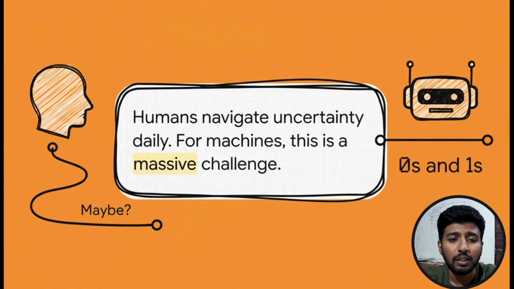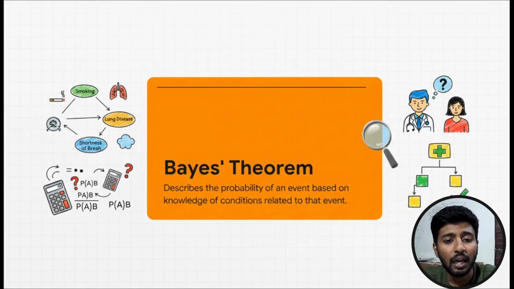But for machines, it's really a hard task to deal with uncertain things, because machines understand only zeros and ones. So teaching them what uncertain things are, how to calculate the probability of uncertain things and how to predict them, is a real bottleneck for them. In the next slide we have the Bayes theorem. Here the Bayes theorem comes into the picture.